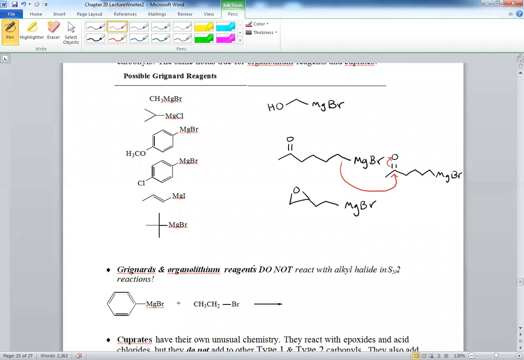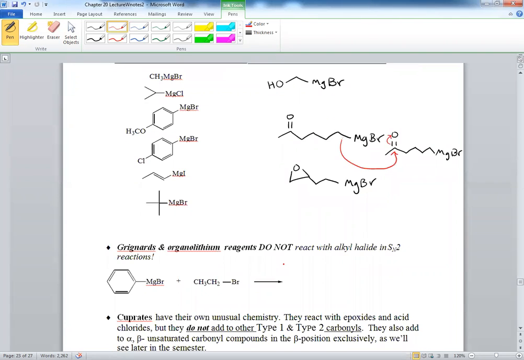Very well. Grignard reagents and organolithium reagents do not react with alkyl halides in an SN2 reaction. So that's just a quick mention. We would think this is an SN2 reaction like this, but the reaction actually doesn't take place. So we're expecting this to happen.